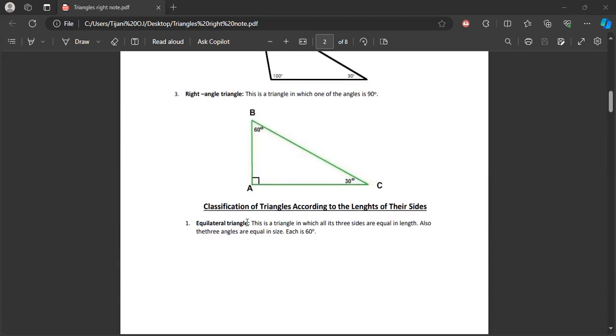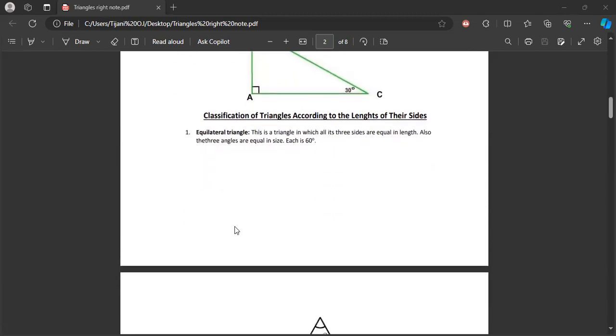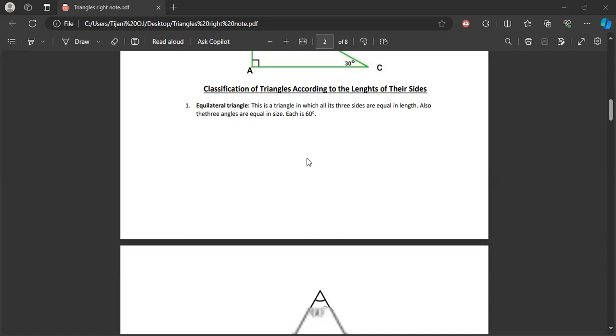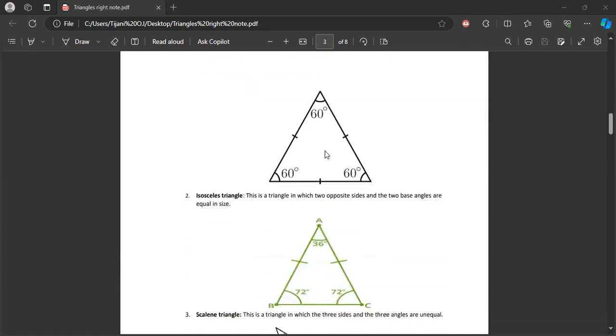Then we have classification of triangles according to the length of their sides. The first one is the equilateral triangle, which we are familiar with. For an equilateral triangle, the 3 sides are equal in length, and each of the interior angles is 60 degrees. Looking at this triangle, this side, this side, and this side are equal in length, and each interior angle is 60 degrees. So this is an equilateral triangle.